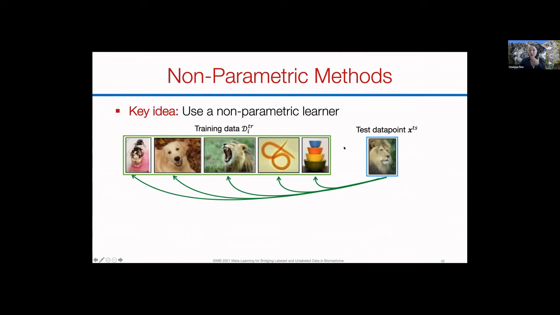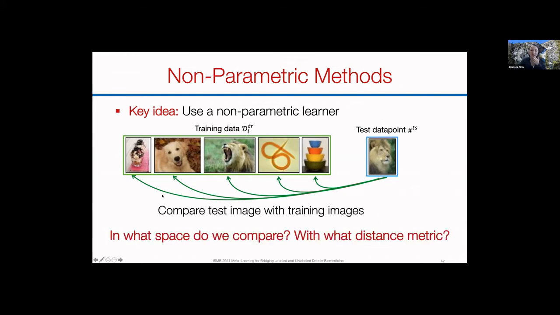And so, for example, if we were humans, we're kind of doing this: we compare this image to all of these images, note that it's closest to this one, and then say, okay, whatever class this corresponds to, I'm going to predict that class. So we're going to be comparing this test image with all of our training images. Now, the question that comes up is, in what space do we compare these images, and with what distance metric?